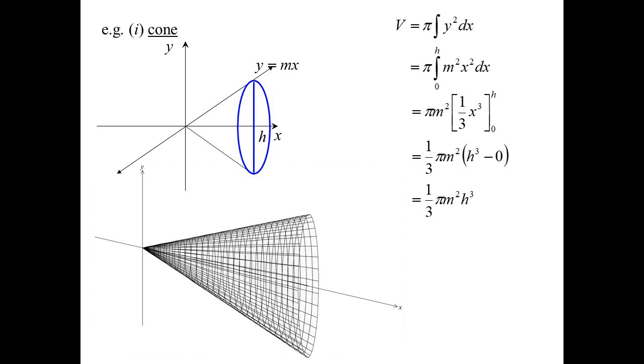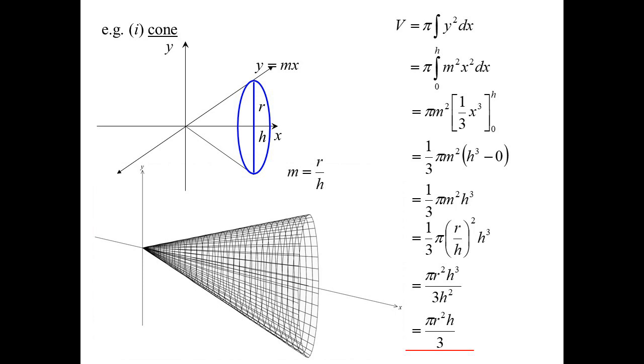M, of course, is the slope of the line. So how do we get it into the form that we recognise? Well, it is, as I say, the slope of the line. Slope we know is rise over run. Well, the rise is the radius of the cone, and the run is the height of the cone. So the slope is r over h. Sub that in, and now we get the formula that's familiar to us, 1/3 pi r squared h.